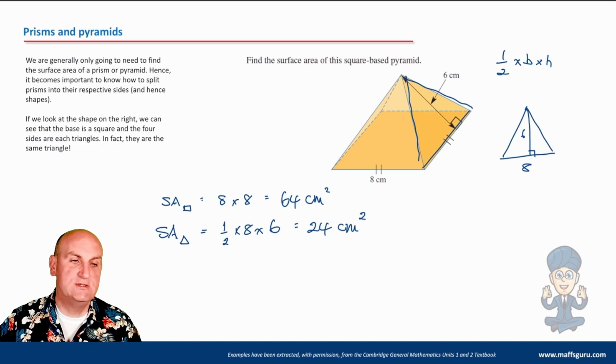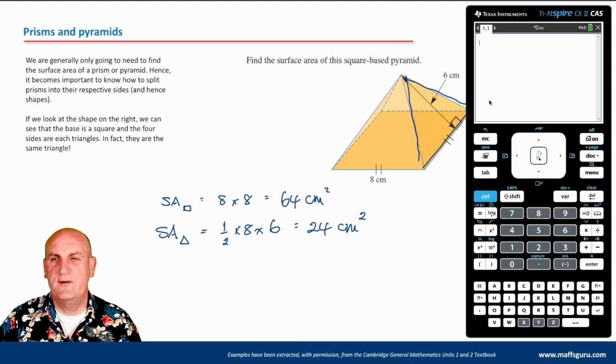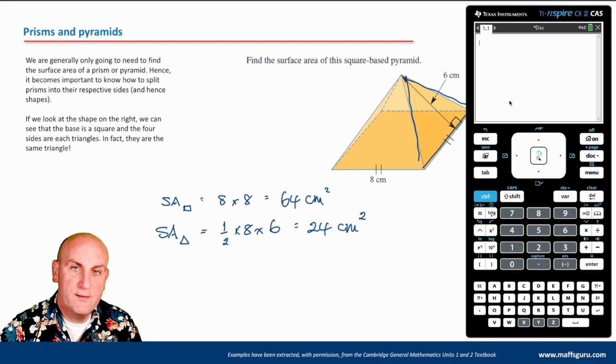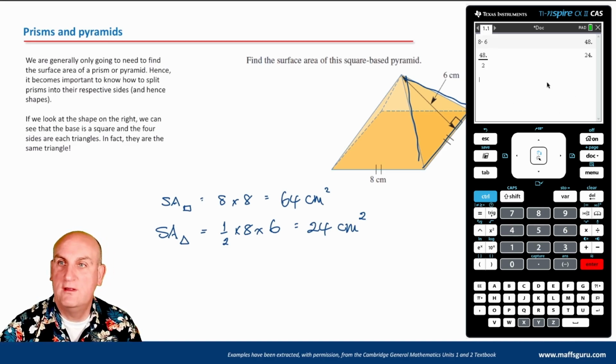Now, obviously, I am just going to check that, guys, because I don't want to make silly mistakes. Now, I'm going to use the TI Inspire. ClassPad, guys, you know pretty much that your calculator has exactly the same functionality for the basics. So again, I'm going to do 8 times 6 divided by 2, which gives me 24.